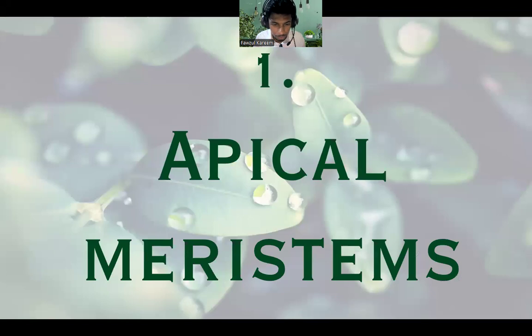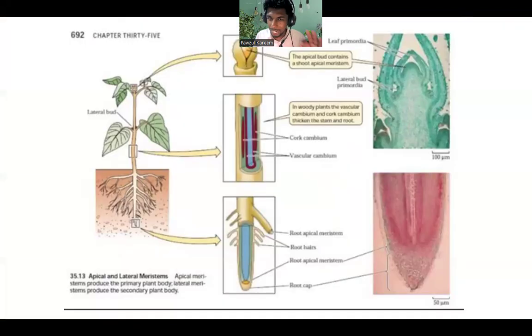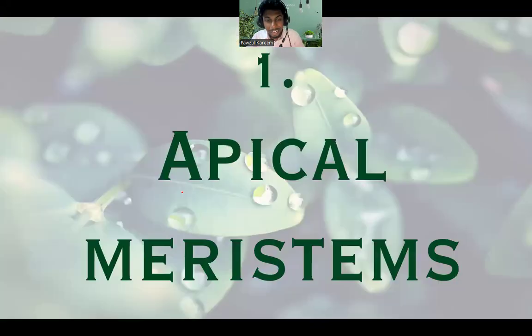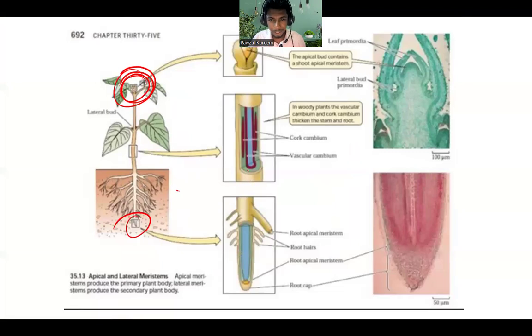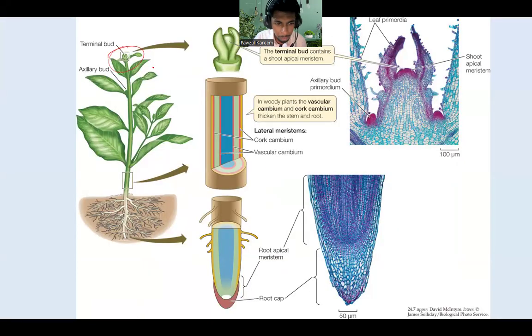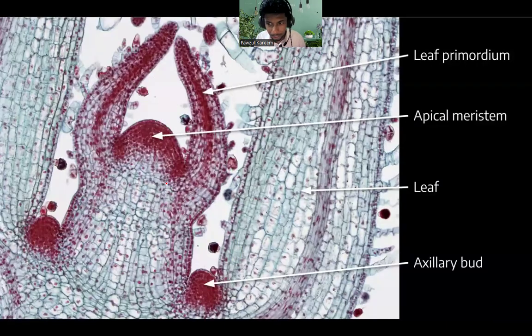First one, apical meristem. We already know the apical meristem, because when I explained the features in nature, I explained using the apical meristem. Apical meristem means at the buds we have the apical meristem. Here we have the apical bud, and here we have the root tip. So these are the places where the apical meristem is present. So apical meristem can be found at the apical bud and the root tip.